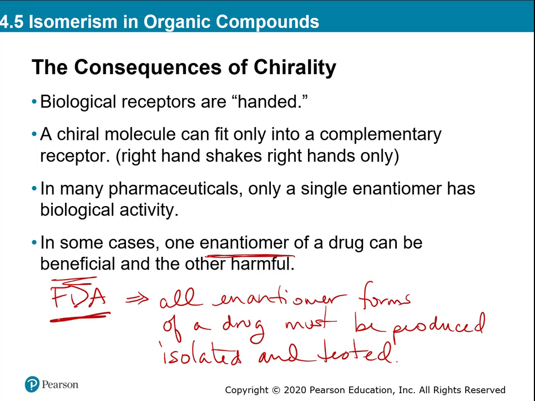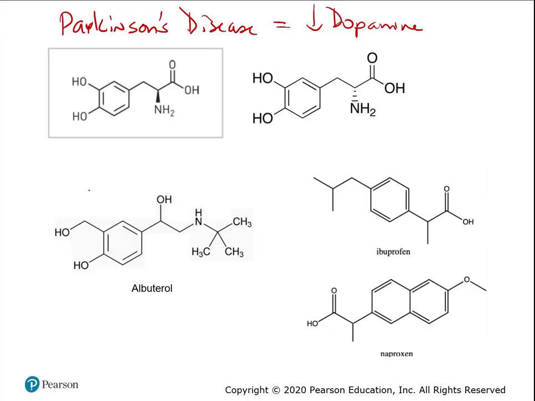So the Food and Drug Administration actually now has a rule that any time you have a chiral carbon in a pharmaceutical, in any kind of drug that's going to be given to living things, if there's any enantiomers, any chiral carbons, you have to produce both and you have to test both forms to make sure that they're not harmful. So here's a couple of examples.